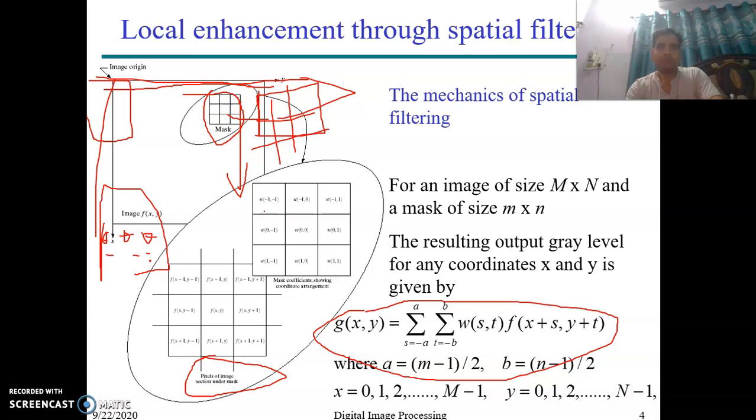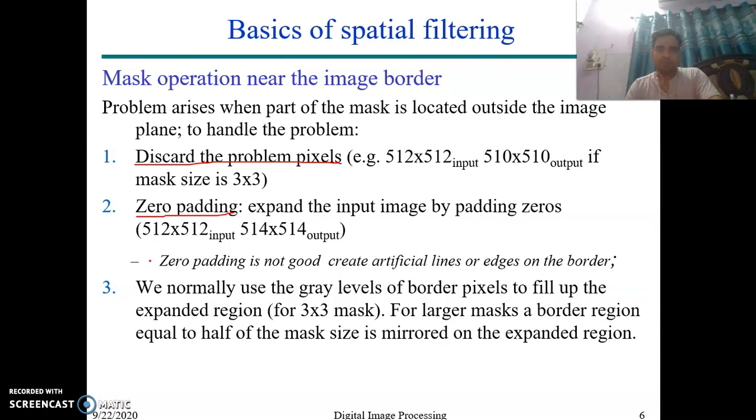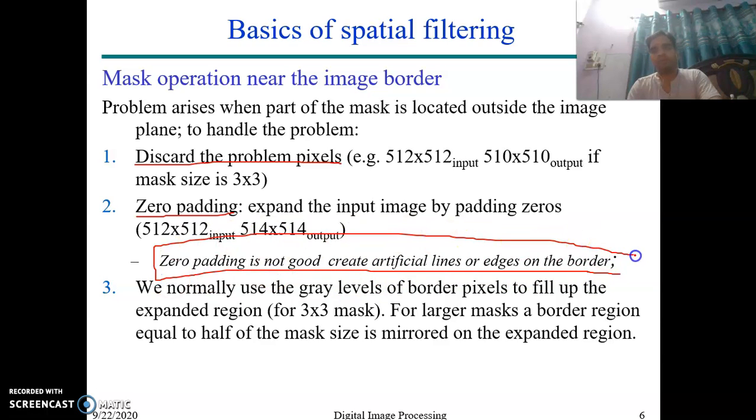To move the mask in such a way that the boundary region also doesn't create any problem is done using padding. So 0 padding is not good; it creates artificial lines or edges on the border. There are some problems when we do padding. It depends upon the values we are choosing for the padding. If you pad 0 in the borders, then it will create artificial lines or edges on the borders when we are convolving the mask. So there are some problems like this when we are doing convolution.